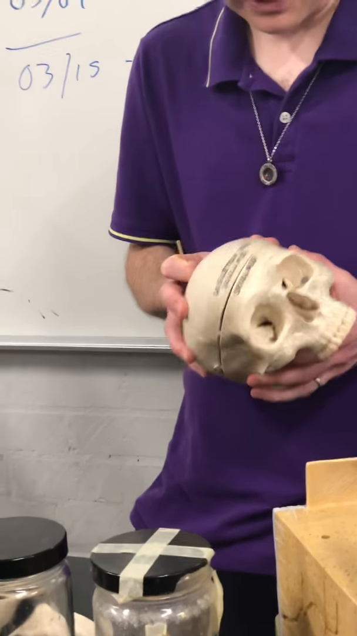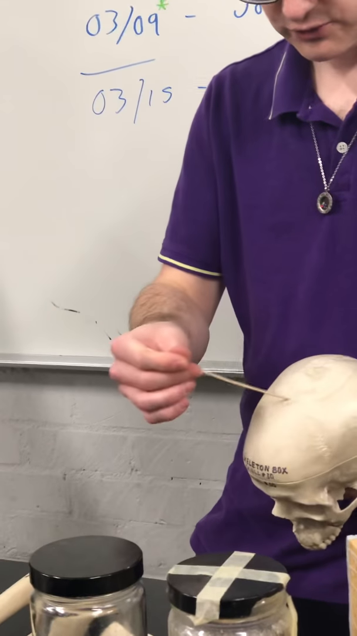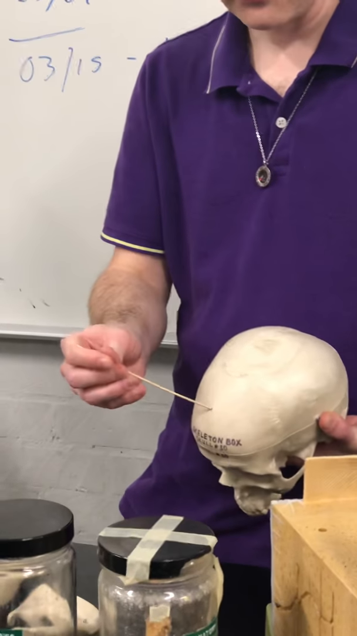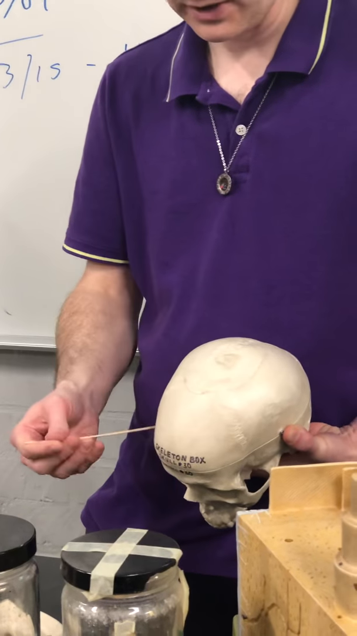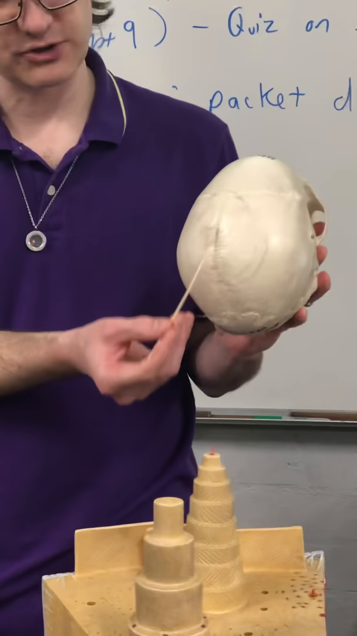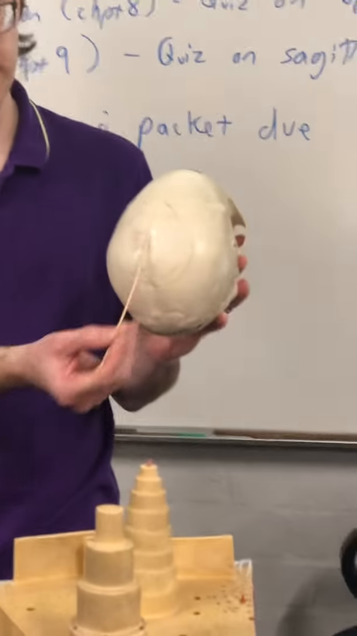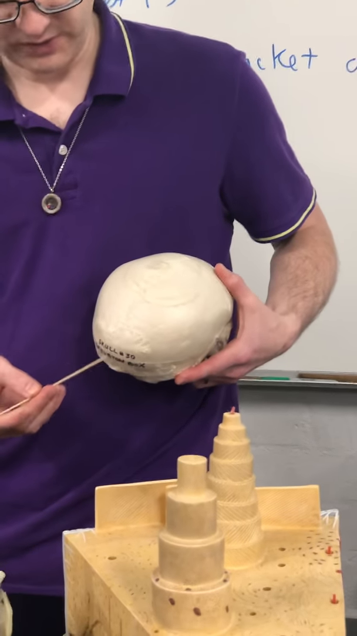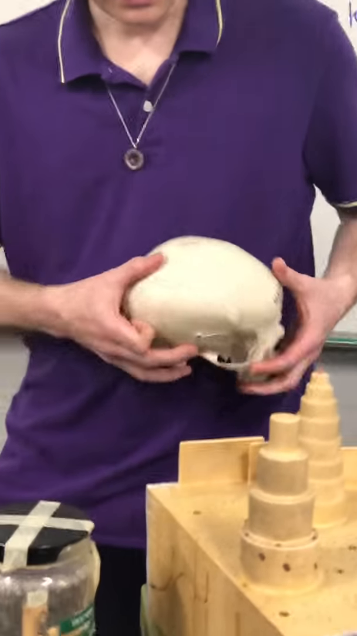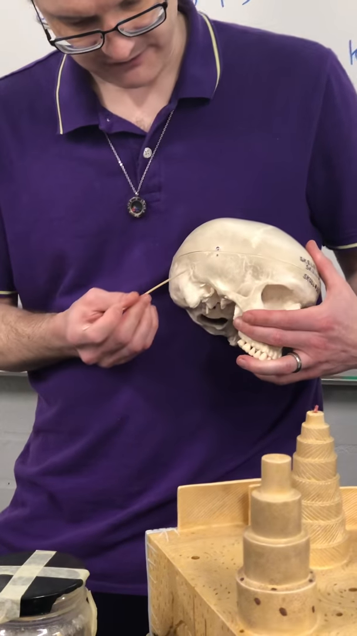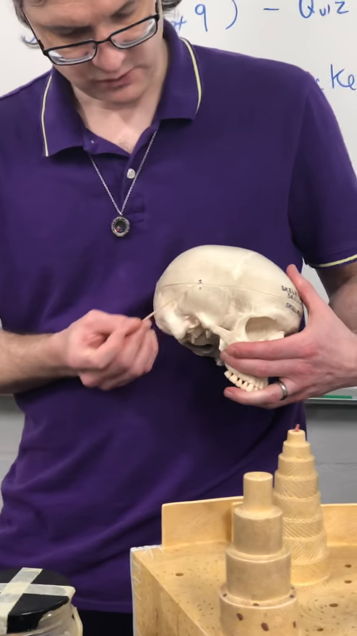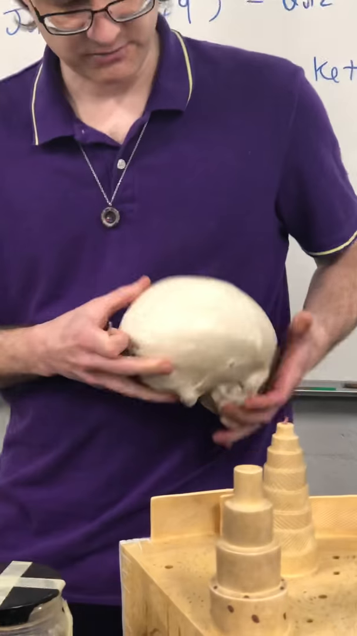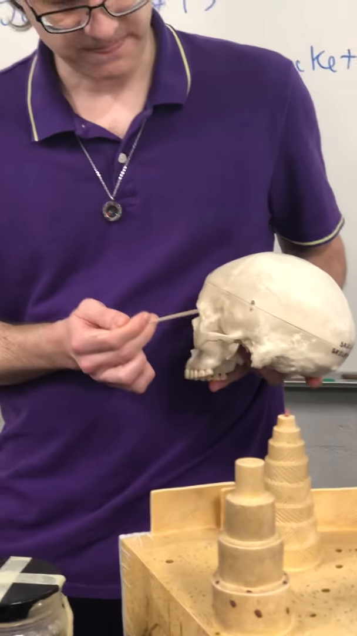I can get this thing back on. So you have the coronal suture, it's between the frontal bones and the parietal bones. You have the sagittal suture between the two parietal bones. You have the lambdoid suture between the occipital bone and the parietal bones. And on the right and left sides, you have the squamous suture, which is between the temporal bone and the parietal bones. There's a right one and a left one.